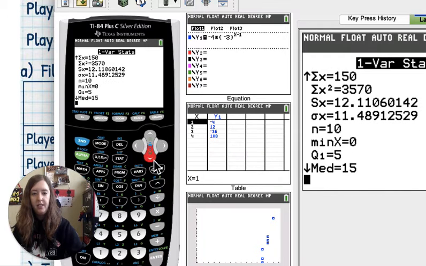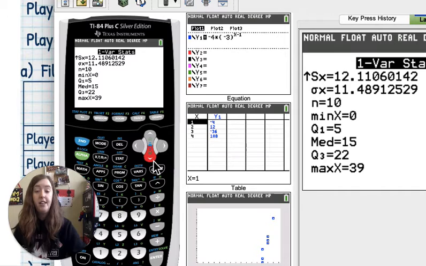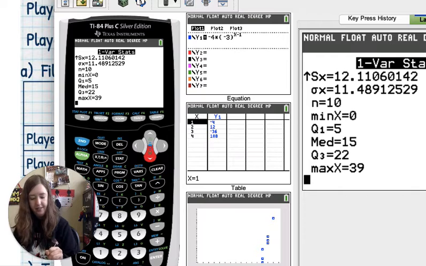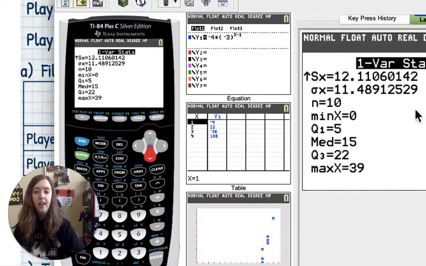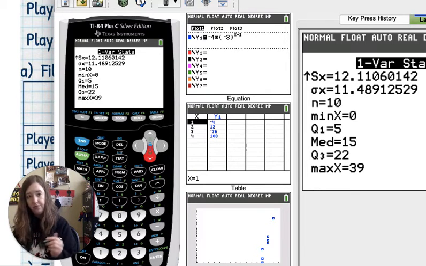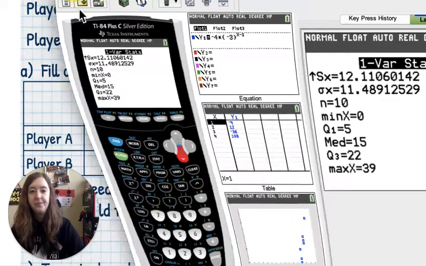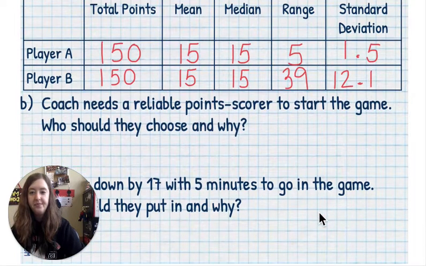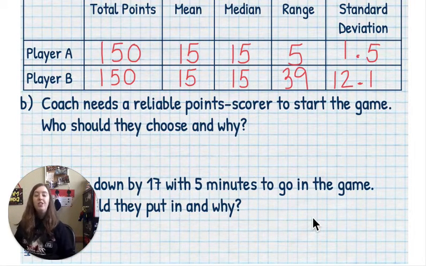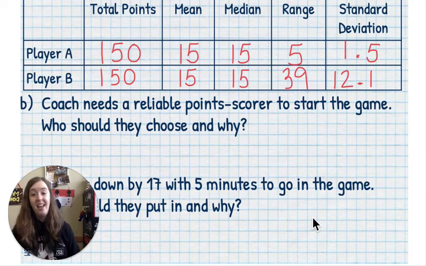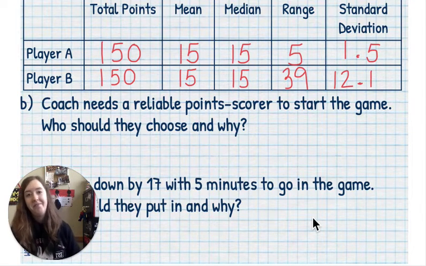The median, we'll have to inch down a little bit, that's 15. For our range, we need to subtract our maximum minus our minimum, so 39 minus 0 is 39. And then the standard deviation, Sx, is 12.1. So, the coach needs a reliable point scorer to start the game. Who should they choose and why? Go ahead and give me an answer.